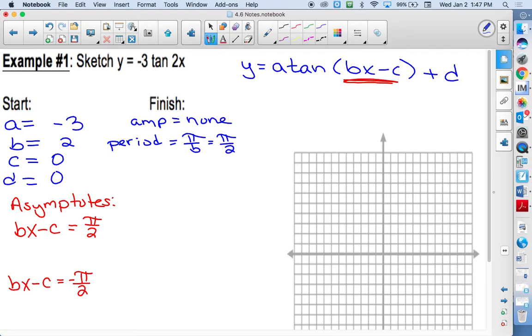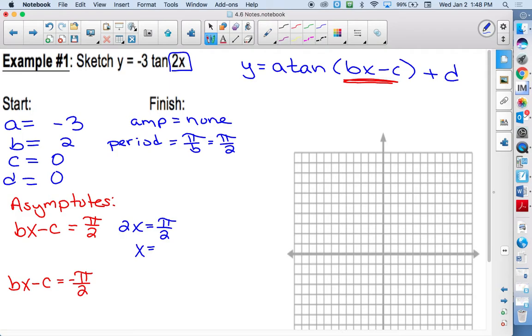So in this problem, there's a 2x. That's what's after tangent. So we're going to take that 2x and set it equal to pi over 2. Because that's going to give me my new asymptote location. Because that's what's going to change here. Whatever affects x has to affect the asymptotes because that's your x value. So my new asymptote, what's 2x equals pi over 2? If I solve for x, what would x be equal to?